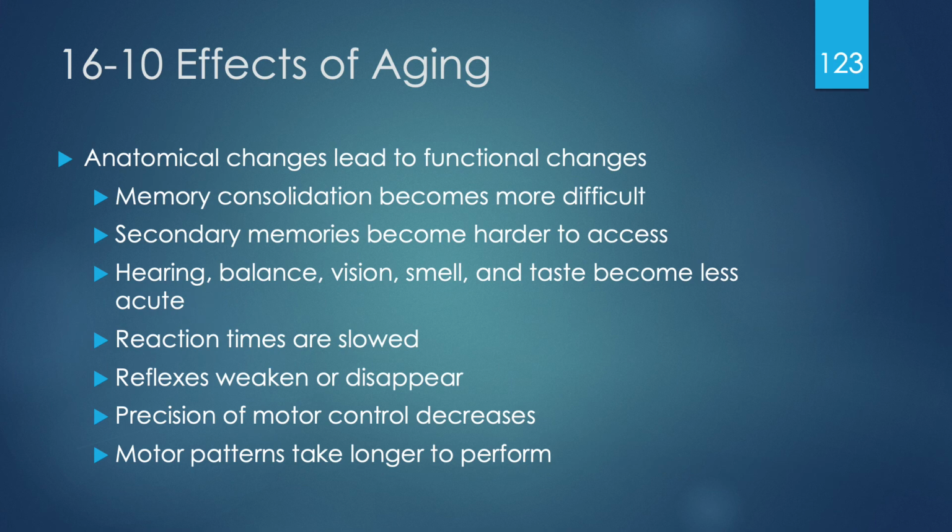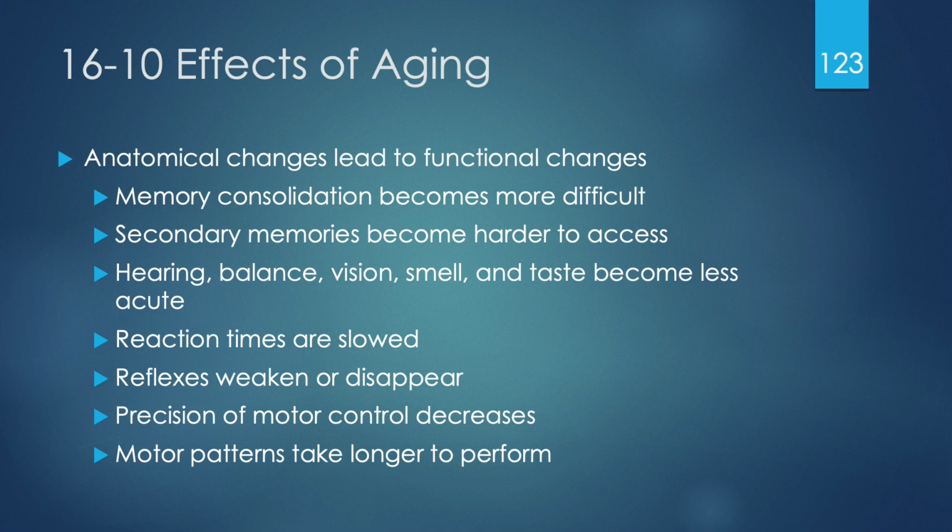So here's the quick laundry list. All of these anatomical changes that we just discussed will lead to functional changes, because structure creates function, right? Memory consolidation becomes more difficult, so it's harder to learn new things and to recall them. Secondary memories become harder to access. These are things you once knew, about the street you lived on when you were 5, for example. These are secondary memories that have been consolidated, not quite tertiary memories, and they're harder to get access to.